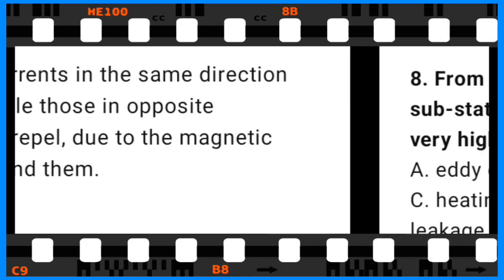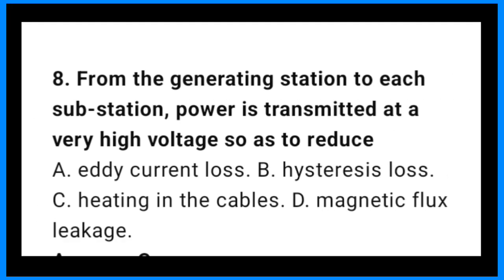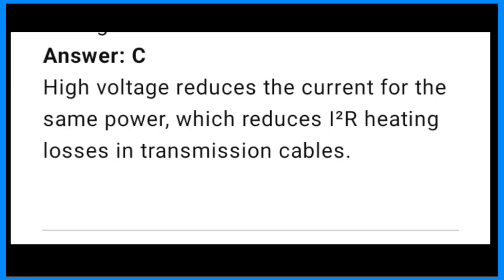8. From the generating station to each substation, power is transmitted at a very high voltage so as to reduce A. Eddy current loss, B. Hysteresis loss, C. Heating in the cables, D. Magnetic flux leakage. Answer C. High voltage reduces the current for the same power, which reduces I²R heating losses in transmission cables.